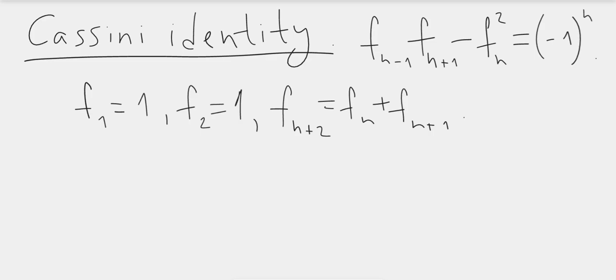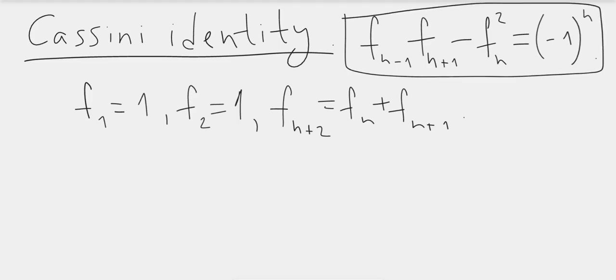Now we have this Cassini identity that says that the product of f(n-1) and f(n+1) minus f(n) squared is always equal to (-1) to the power of n. There are multiple ways to prove it, but I'm going to show how to prove it using matrices. In one of the previous videos about the Fibonacci numbers, I already showed how matrices can be employed to prove various facts about the Fibonacci numbers.